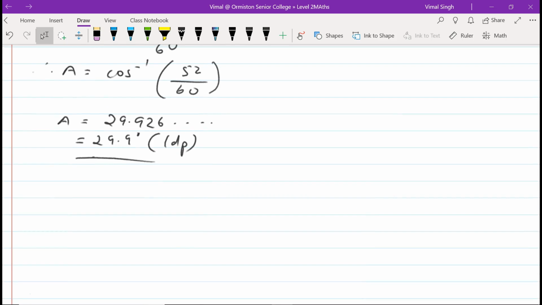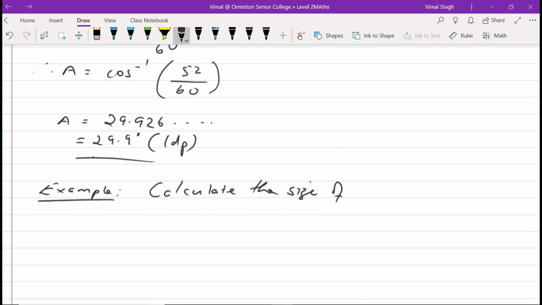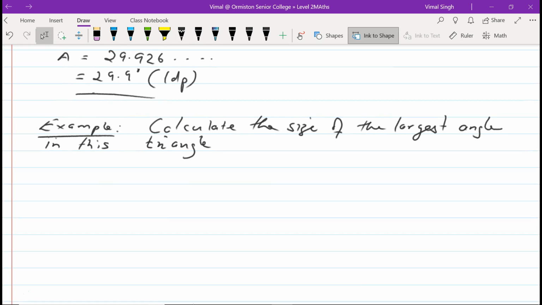So we can do another one very quickly, and this time will be example 2. Calculate the size of the largest angle in this triangle. Now I'll just go and draw the shape here.